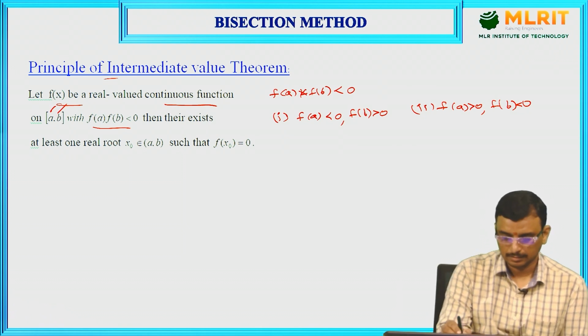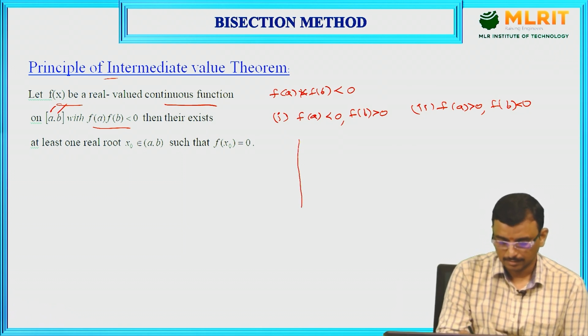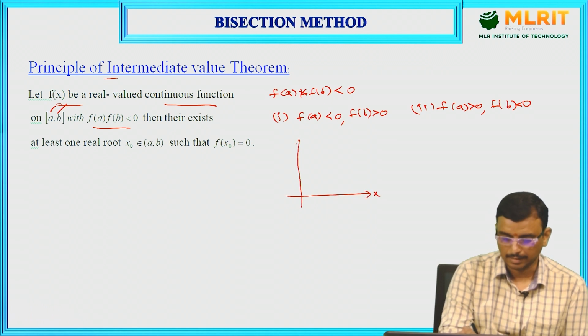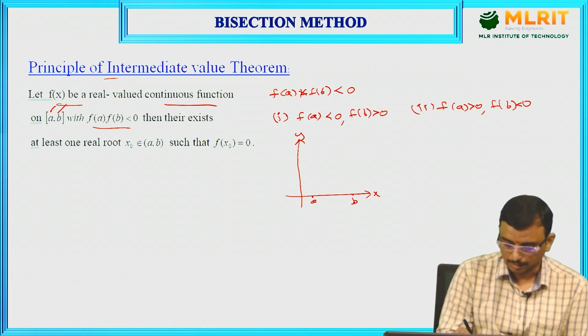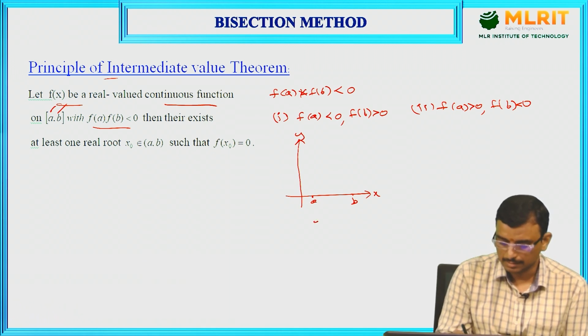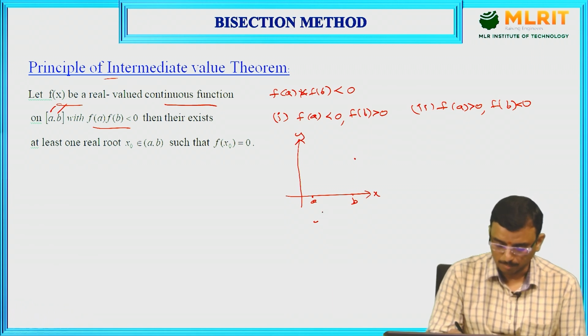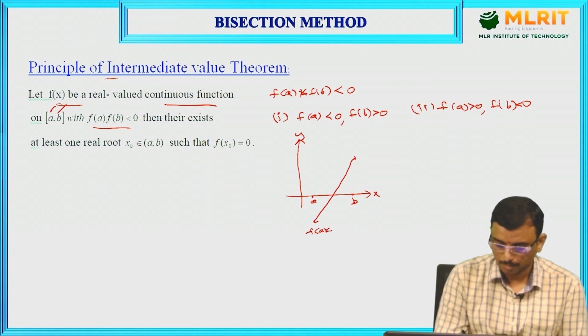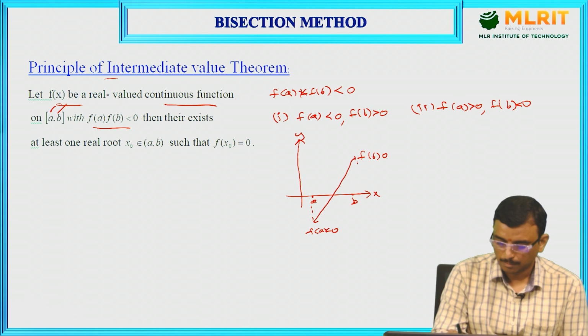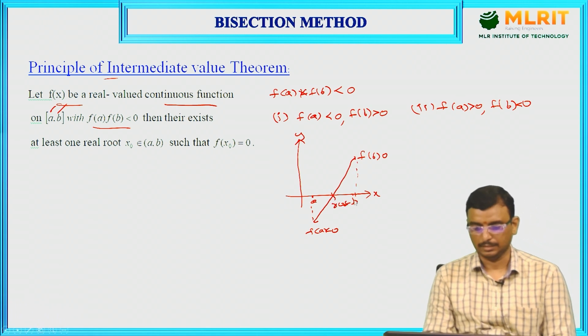So, I can explain this graphically. This is my x axis and this is my y axis, and this is my a and this is my b. Now, f of a is negative, so I can take the negative side, and f of b is positive, so I take the positive side. Now, my graph looks like this. So, this is f of a less than 0 and f of b greater than 0, and the root is this one. This is my root of the equation.